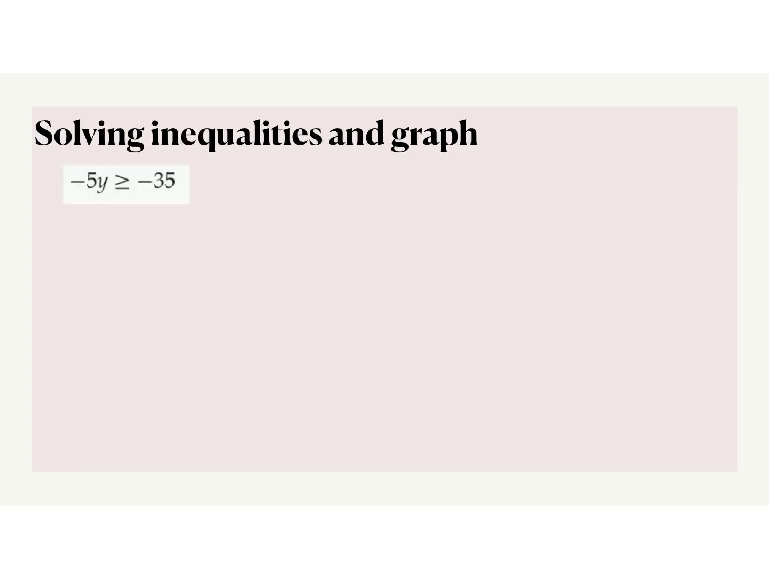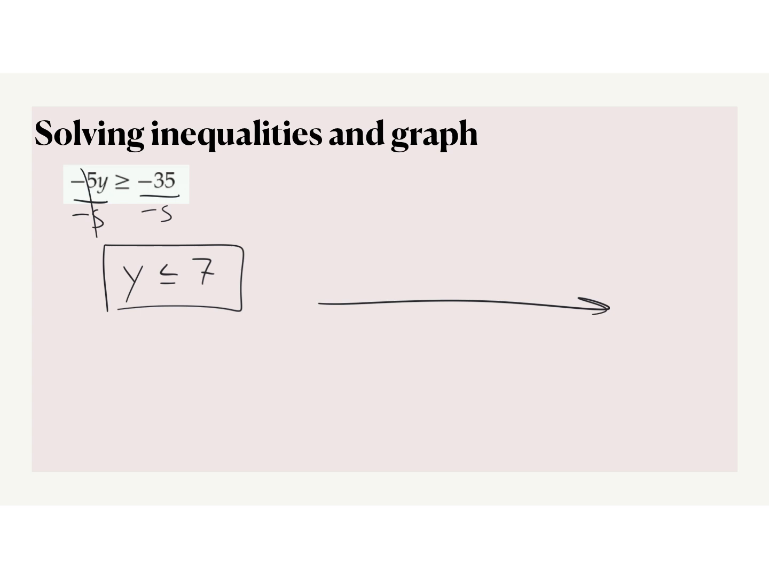All right, so we divide by negative 5. It's going to take out the negative 5. We get y is less than or equal to 7. The sign flips because we're dividing by a negative. So it's going to become, when we graph it, 6, 7, 8. So closed circle and to the left.